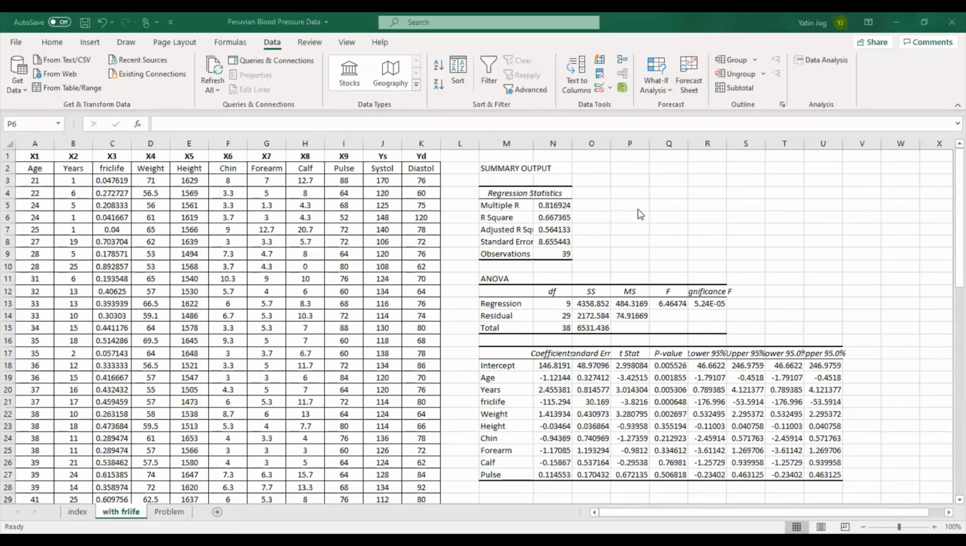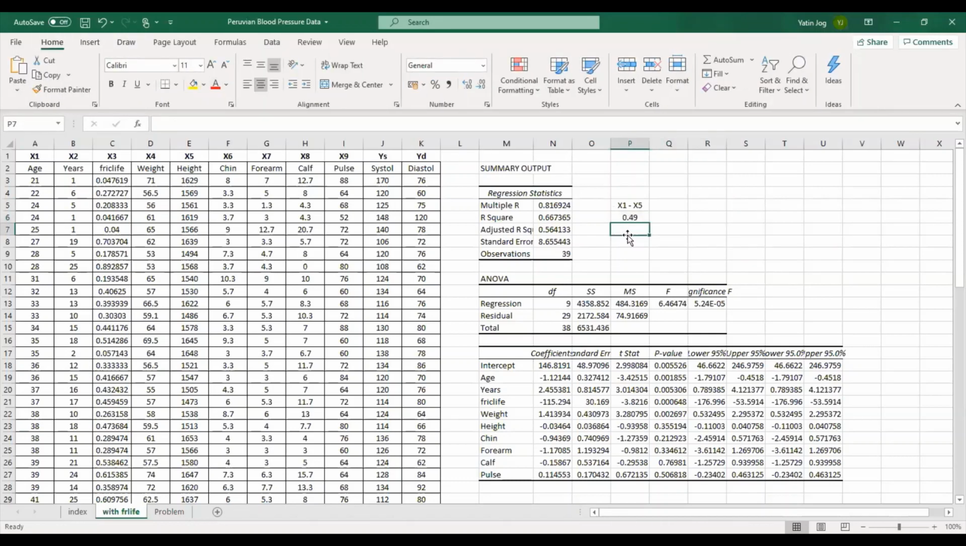Sir, I have taken the age, year, friction, weight, height, and systole. Okay. So what is the R square value? Wait a minute. It's 0.49. So it is lesser than what we are getting right now. Okay, so 0.49 is the R square value for all the variables from x1 to x5. And what is the adjusted R square? 0.36. Even the difference between R square and adjusted R square is also very large. Okay, fine, 10%. So we cannot accept this model.